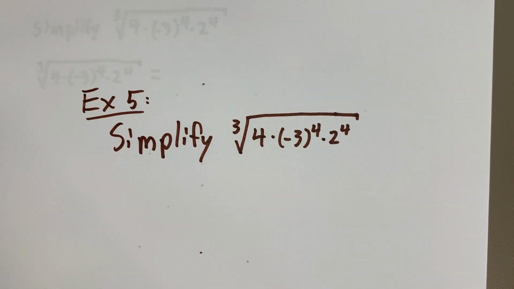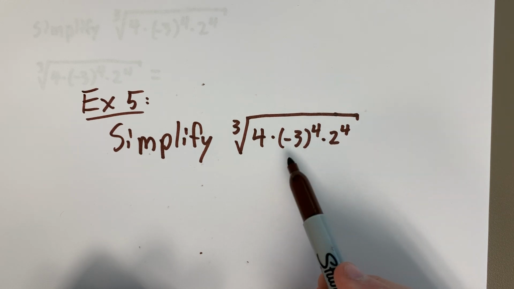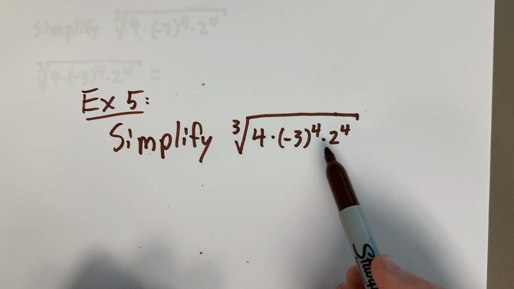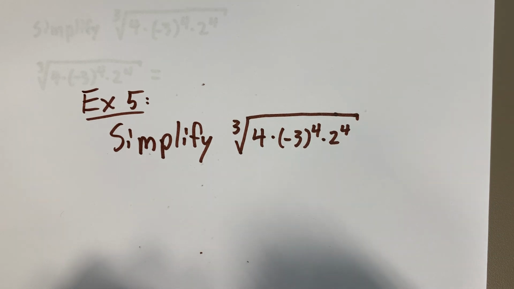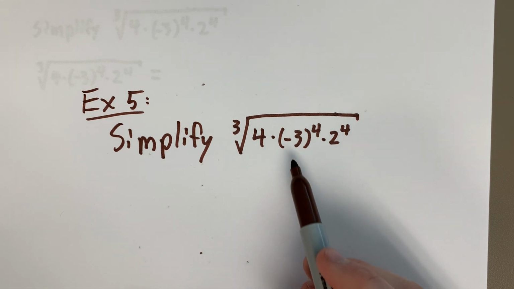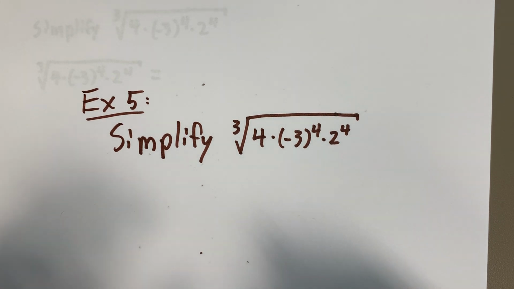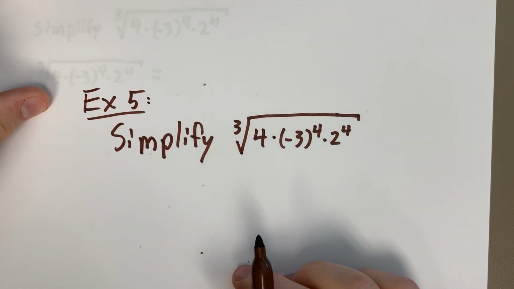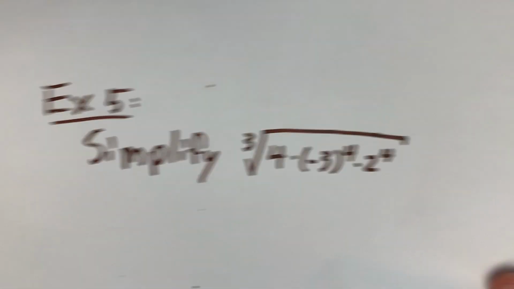Alright, so in this video, we're going to be simplifying the expression the cube root of 4 times the quantity negative 3 to the fourth times 2 to the fourth. We're going to use the exact same tricks that we've used so far in all the other examples, but the only thing that we need to really worry about here is how to handle this negative 3 to the fourth. To some that might be obvious, but to those who it's not obvious for, we'll explain that in full detail as we proceed through the example.